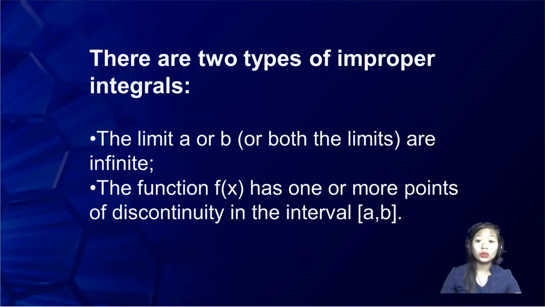So these are the two types of improper integrals. First is when the limit a or b, or both limits, are infinite. And the other type is when the function f of x has one or more points of discontinuity in the interval a and b.